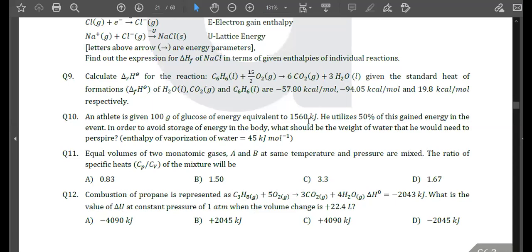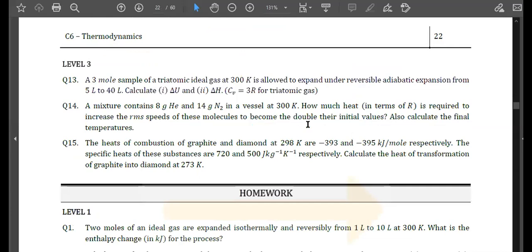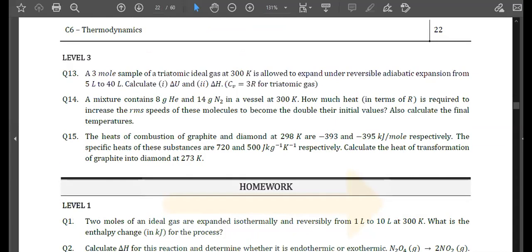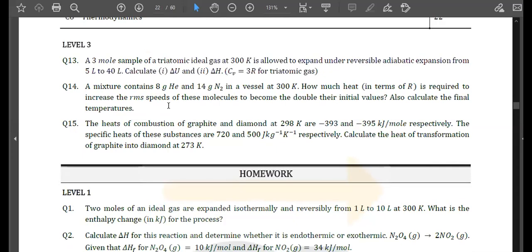Okay. Now question number 13, 14, 15. Please try. It is for advance. So only those who are practicing for advance need to solve these, otherwise they can leave. Remaining NEET students, you don't need to solve 13, 14, 15. We will discuss this later.